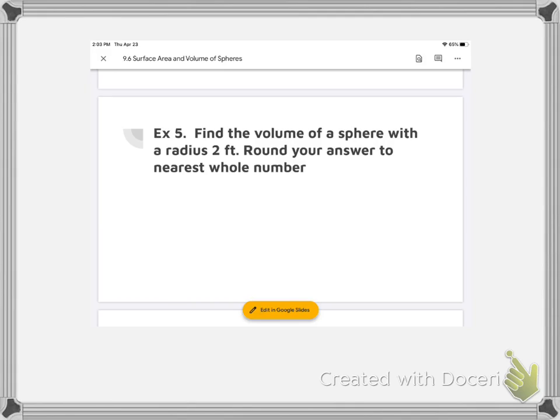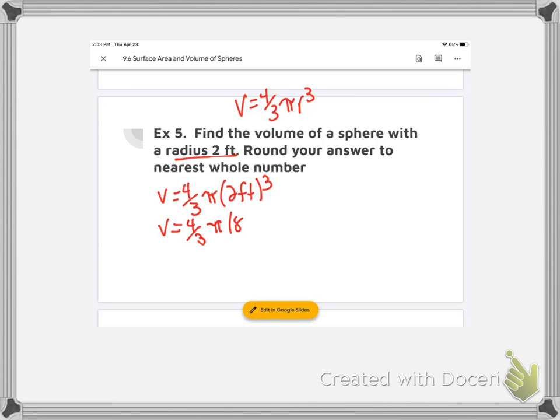Find the volume of a sphere with a radius of 2 feet. Round your answers to the nearest whole number. So again, I'm going to write that volume equals 4/3 pi r cubed at the top of my page. So volume equals 4/3 pi r cubed, so 2 feet cubed. We know that 2 cubed is 8, so 4/3 pi 8 feet cubed.